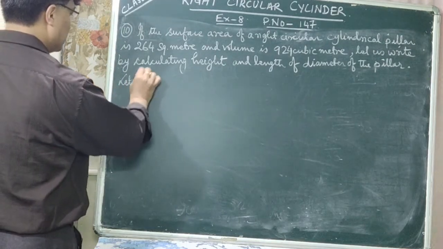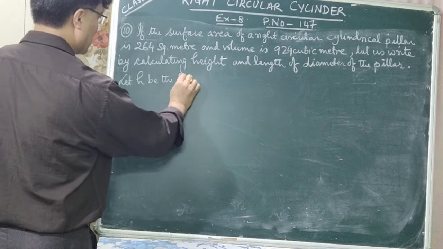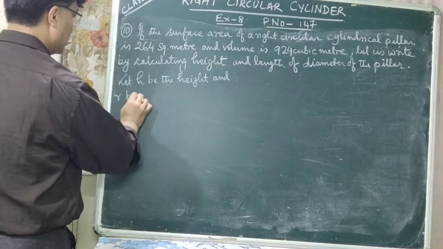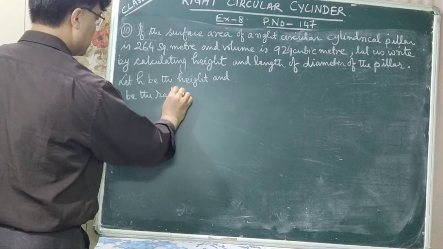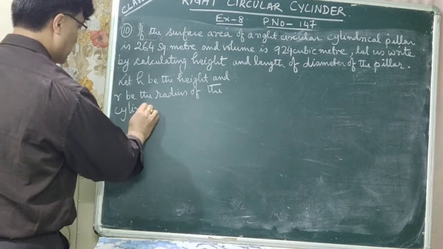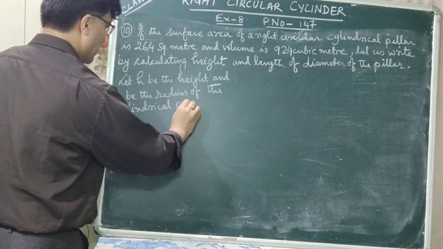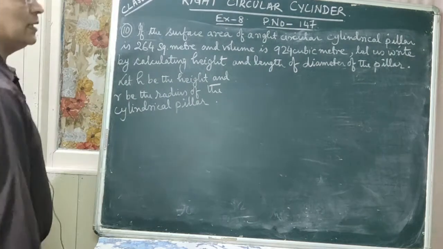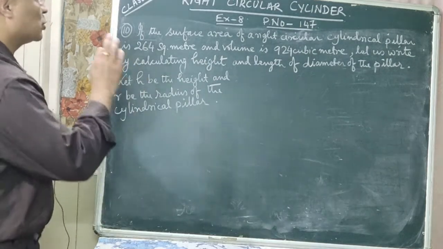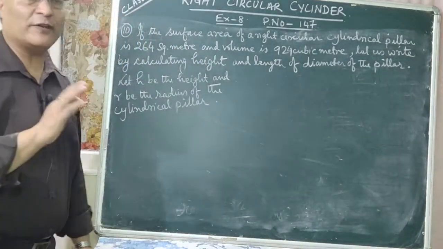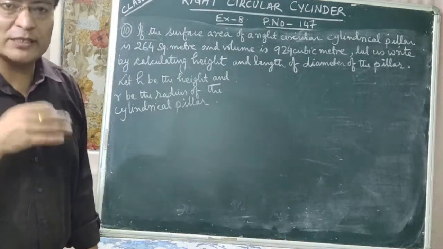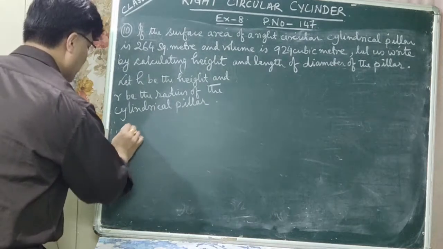Let h be the height and r be the radius of the cylindrical pillar. Right? Let h be the height and r be the radius of the cylindrical pillar. Okay? So now first of all it is given that surface area of the cylindrical pillar is 264 square meter. So let us write down its formula first. So what is the formula of the surface area of the pillar?